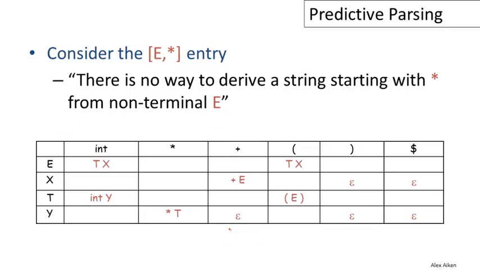And finally, notice that a lot of the entries are blank, and those are error entries. So let's take a look at the E, star entry. That says that if the leftmost non-terminal is E, and the next input token is a times symbol, a star, well, then there is no move that you can make. There is no production you can use for E that's going to successfully parse that input. And this is the point at which you would raise a parsing error.